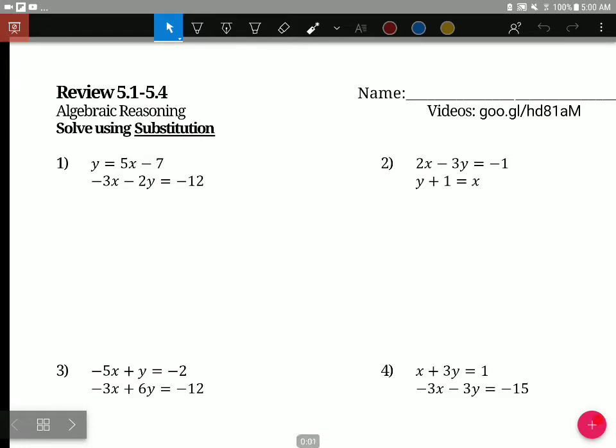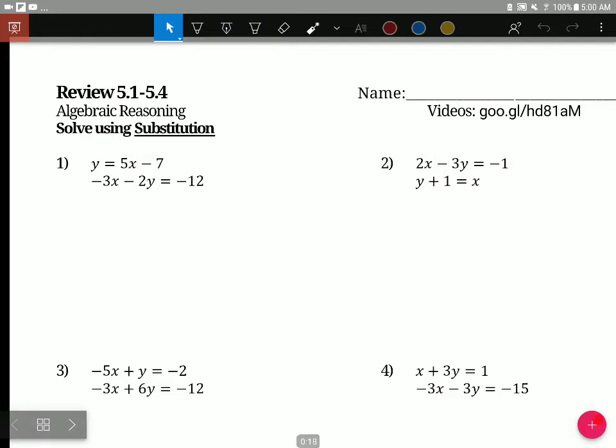All right, algebraic reasoning fans. This is review 5.1 to 5.4. This first page you're supposed to solve using substitution and substitution only. Okay, your test is going to be broken up like this. You're going to have a substitution section and you're going to have an elimination section.